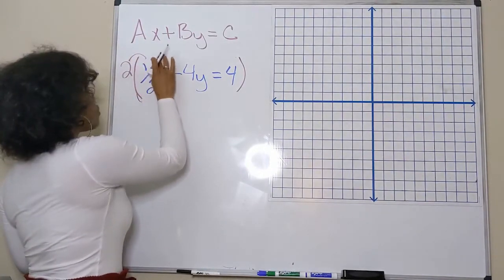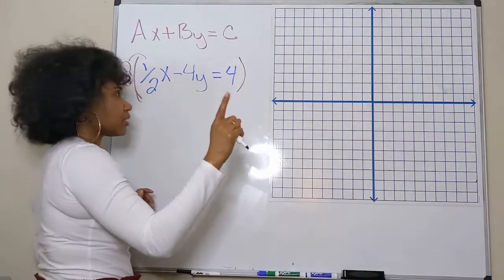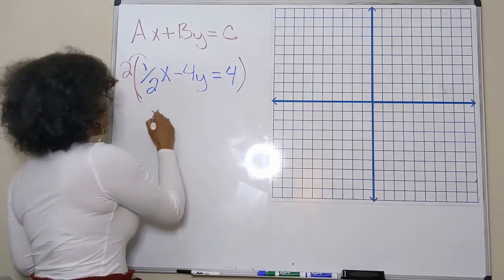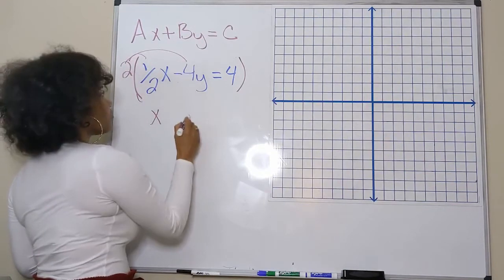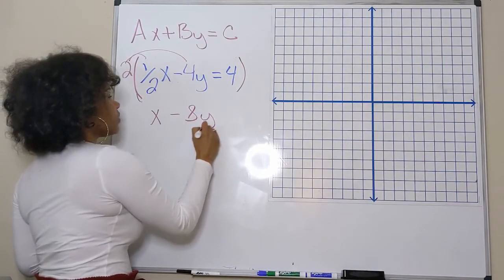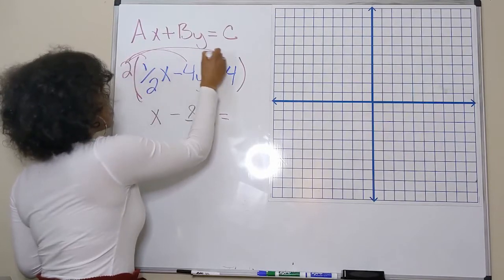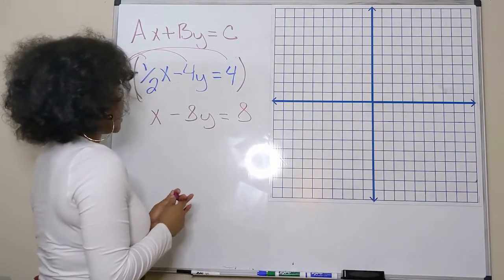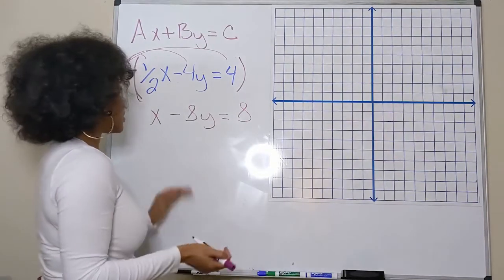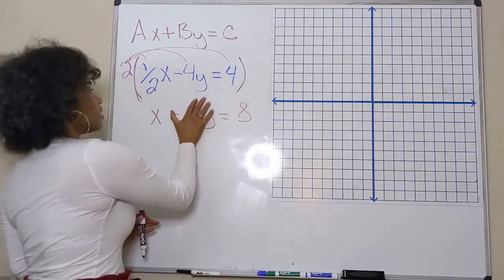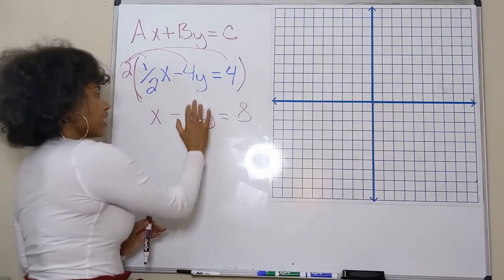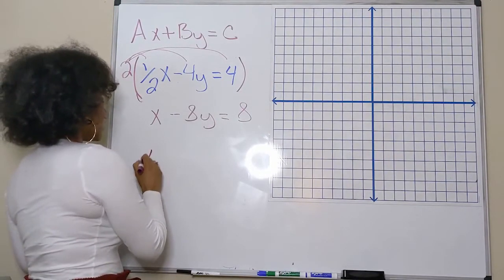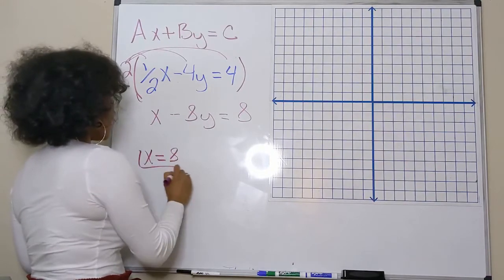So 2 times 1/2 is just 1, or 2 over 2, which reduces to 1. 2 times negative 4y is negative 8y. And 2 times 4 is 8. All right. So now I'm finding my intercepts using the same process, covering up the negative 8y to find my x-intercept. I'm just left with x equals 8. Nothing to solve for there.